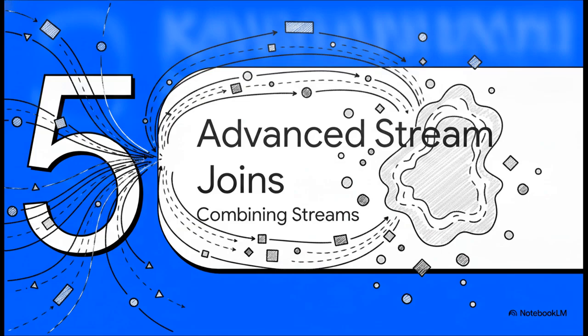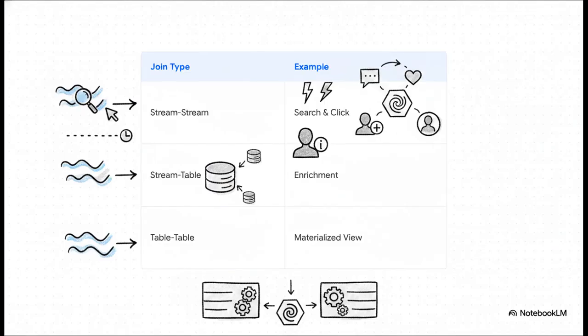Section 5. Executing advanced stream joins. Let's look at how we combine streams, because an event on its own is rarely enough. We generally separate streaming joins into 3 distinct buckets. A stream join matches 2 recent events together, like a user searching for a URL and then clicking a result 30 seconds later.